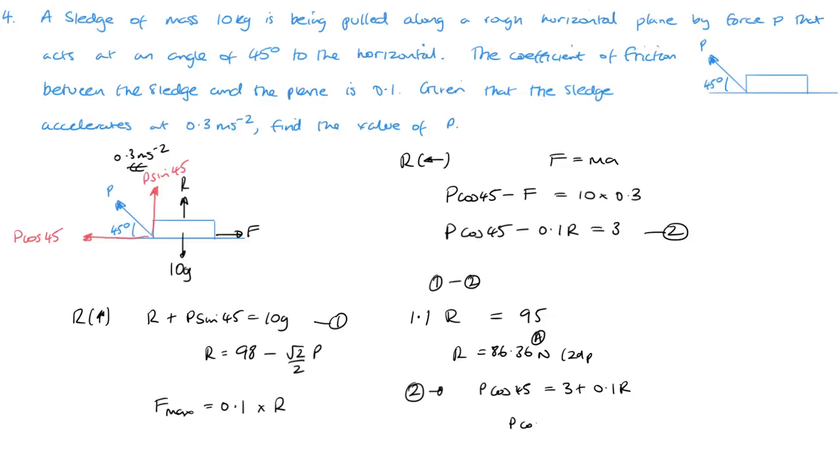So P cos 45 equals 11.64, just rounding off there. So divide that by cos 45 and we get that P is 16.5 newtons to 3 significant figures, the exact same answer. So because the cos and sine of 45 are both the same, I could have done this by finding R first and then found P that way. So two different ways in which you could do it.